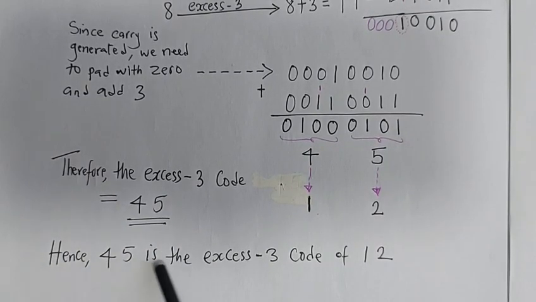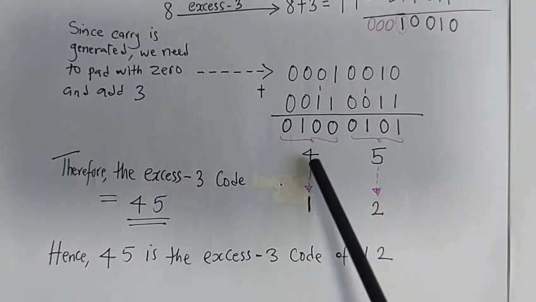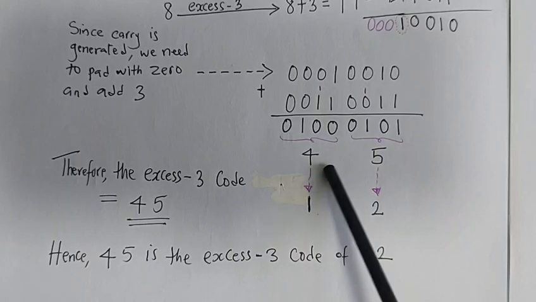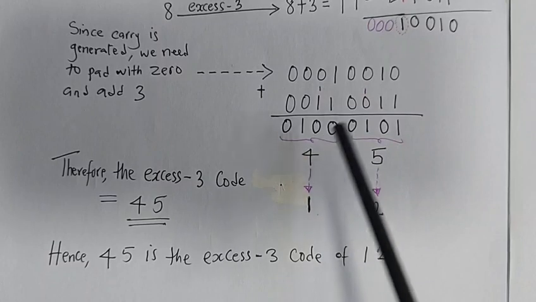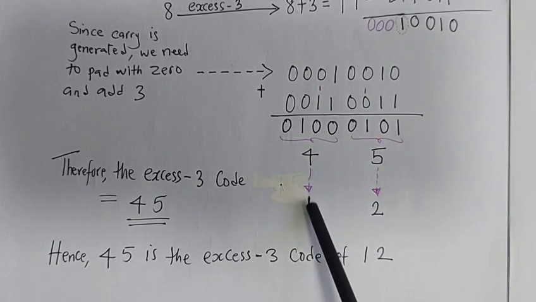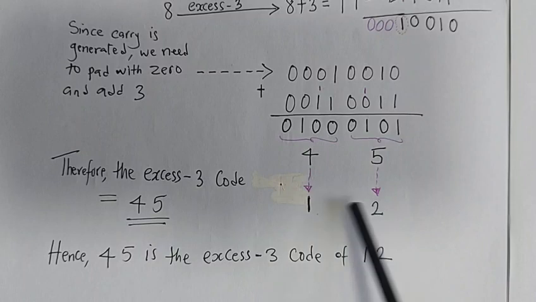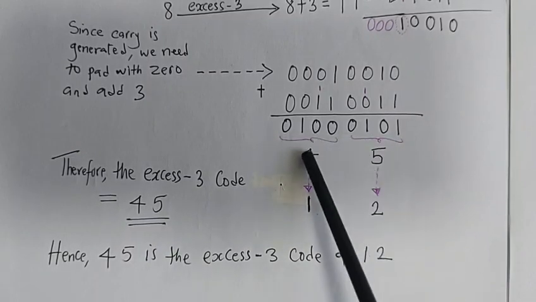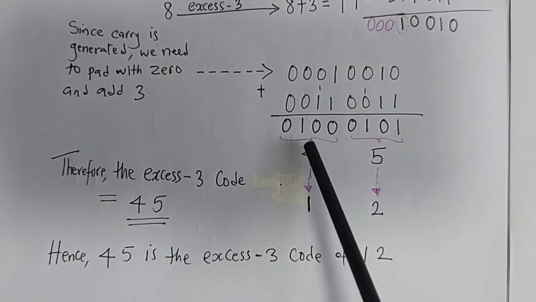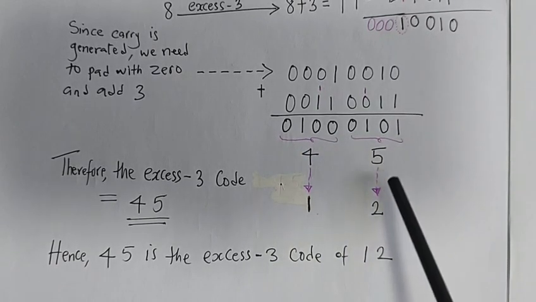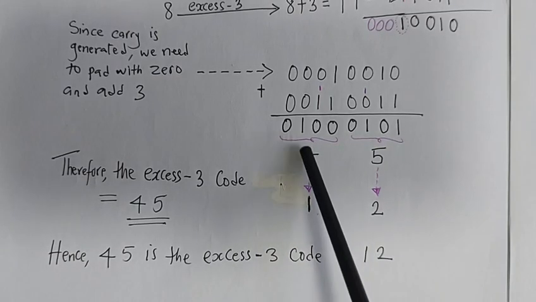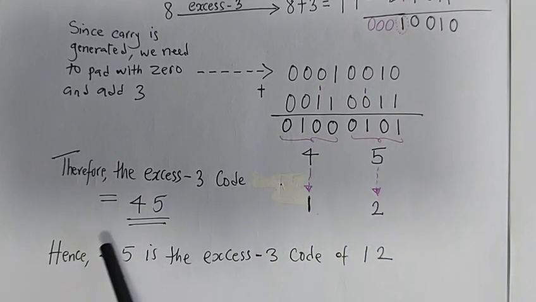Hence, 45 is the Excess-3 code of 12. How did we get 12? Remember we added 3 when we started this whole operation. For us to get the actual value, because 45 is nothing but the Excess-3 code, let's get the actual value. We're going to say 4 minus 3 is going to give us 1. 5 minus 3 is going to give us 2. So it means that 45 is nothing but the Excess-3 code of 12.